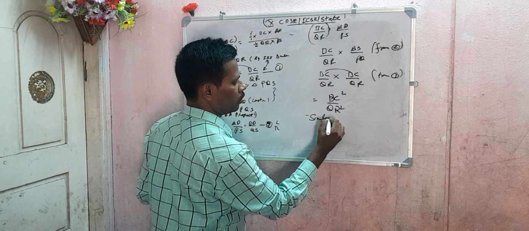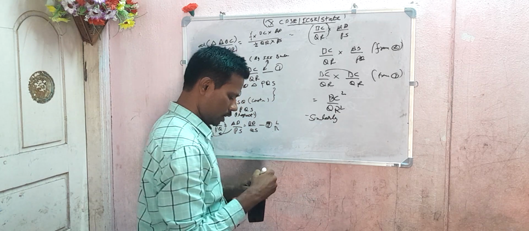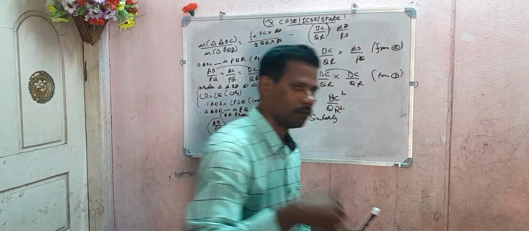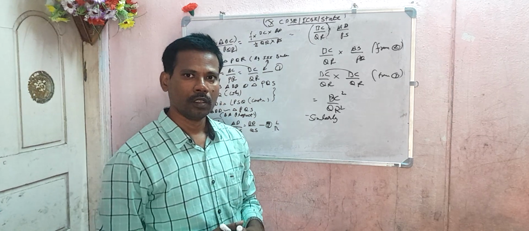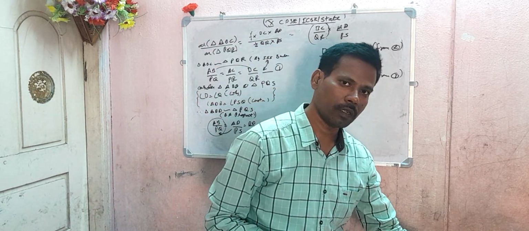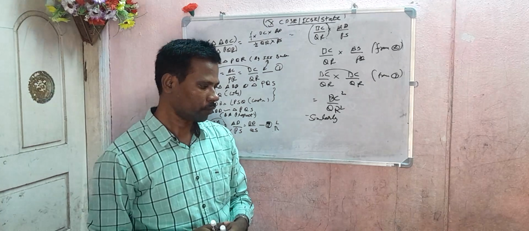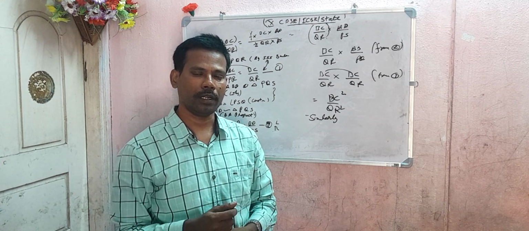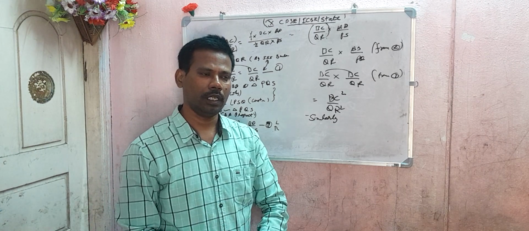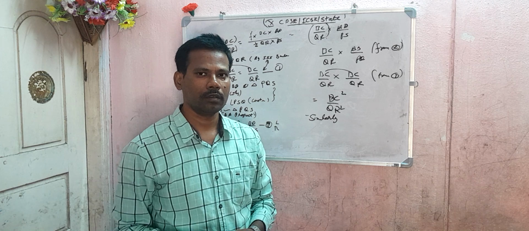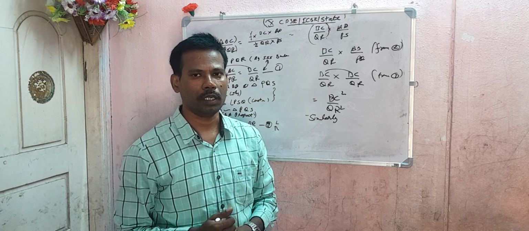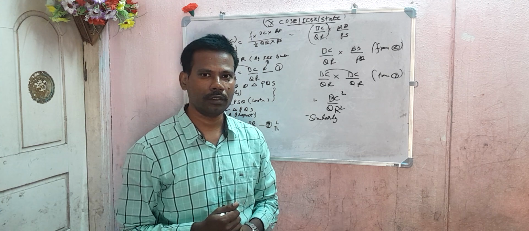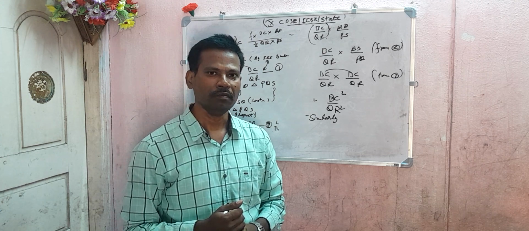Similarly, we can prove that the other sides are proportional. So I hope you have understood clearly about similar triangles. It's a little bit difficult if you don't know the basics, but if you know the basics of earlier classes, then it is very simple.